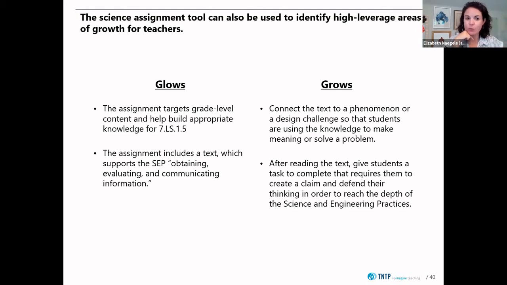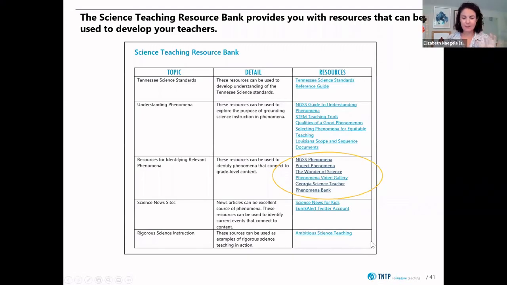It's not grounded in any real world experience that kids need to unpack or make meaning of using the information in the text itself. And I think that's probably the highest leverage piece of feedback: the connection to the phenomenon. If you were to improve the relevance and the content score of this assignment, you would have to include a phenomenon.